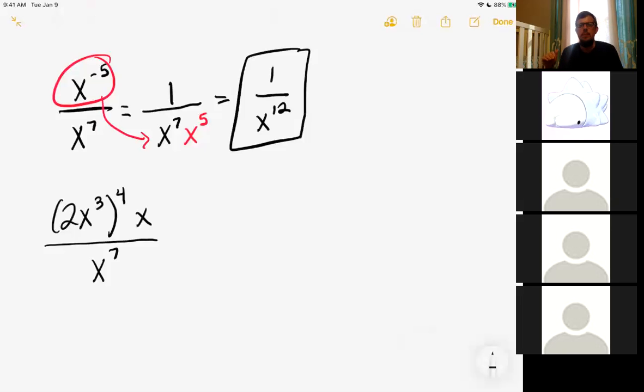So on the top, let's deal with the 4 exponent first, because that's the outermost set of parentheses we have to deal with first. So this will be 2 to the 4th and x to the 3rd to the 4th. And then on the end of that, we just have plain old x. On the bottom, x to the 7th.